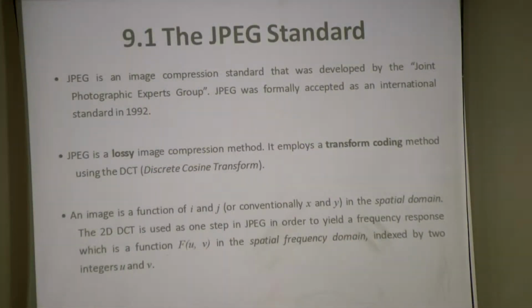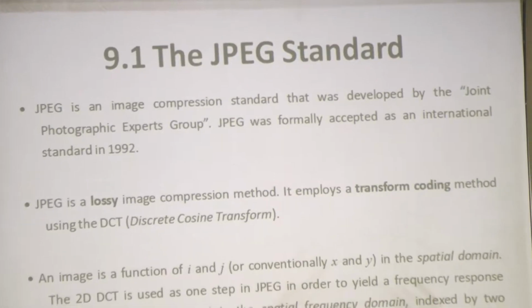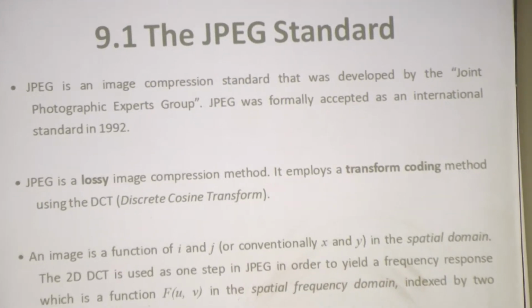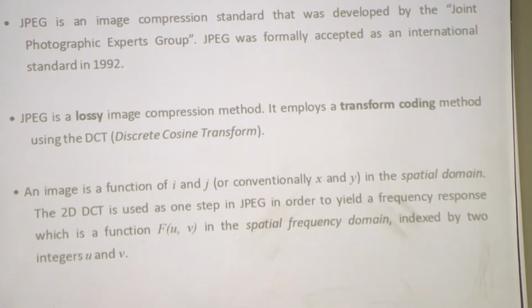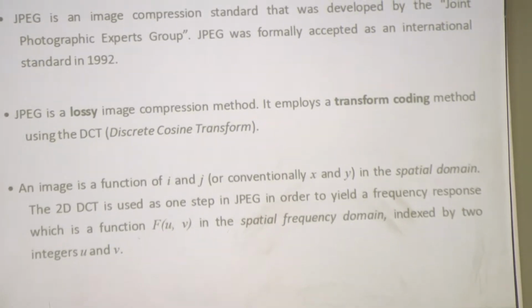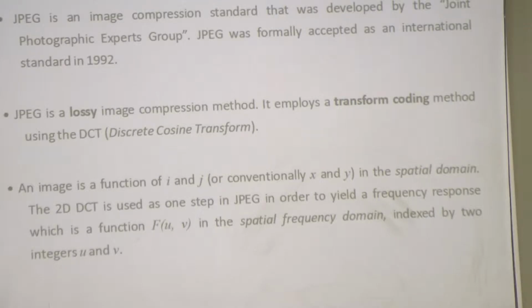This JPEG standard was developed by the Joint Photographic Expert Group. JPEG was formally accepted as an international standard in 1992. This is the standard for still image compression, not video compression. For video compression, there is another standard, that is MPEG and the H.261 or H.26x series. This JPEG standard is for lossy as well as lossless. JPEG is a lossy image compression method.